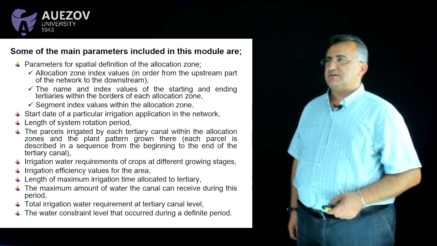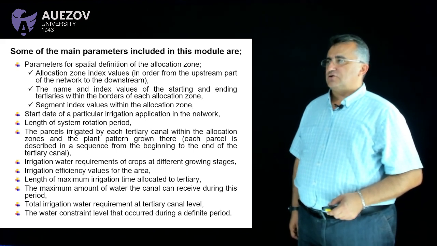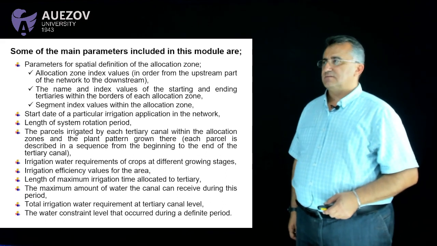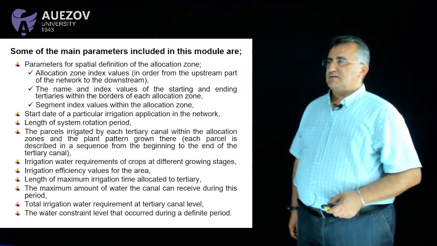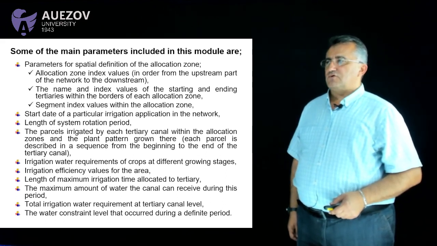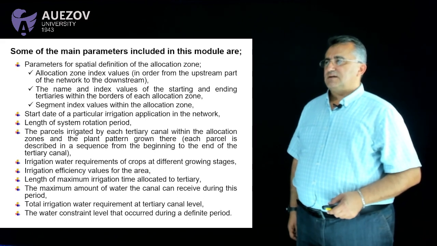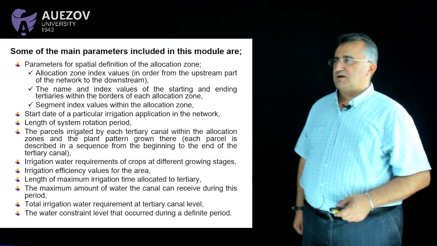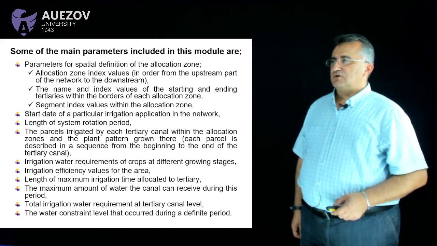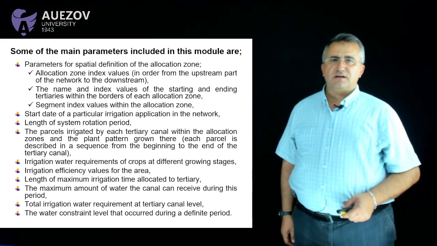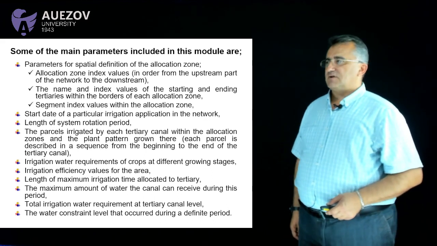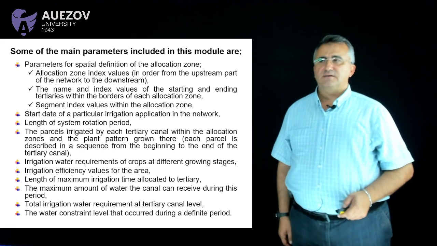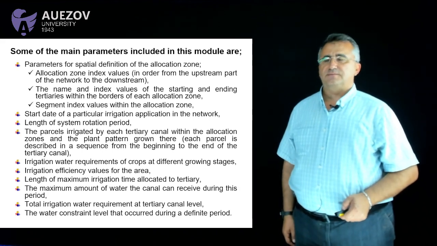The next one, length of maximum irrigation time allocated to tertiary. Next one, the maximum amount of water the canal can receive during this period. And the other one, total irrigation water requirement at tertiary canal level. And the last one is the water constraint level, which occurred during a definite period.